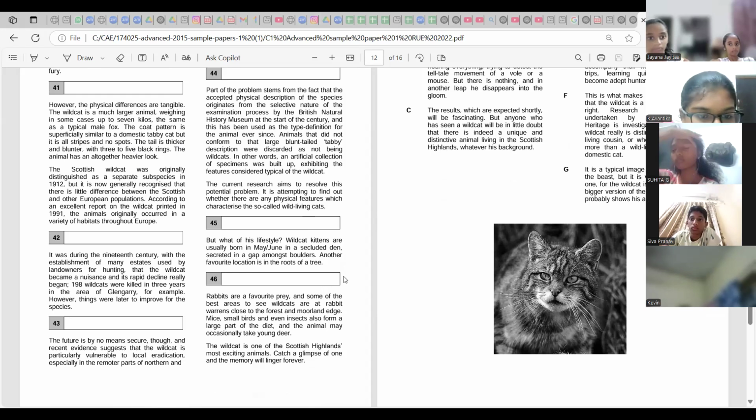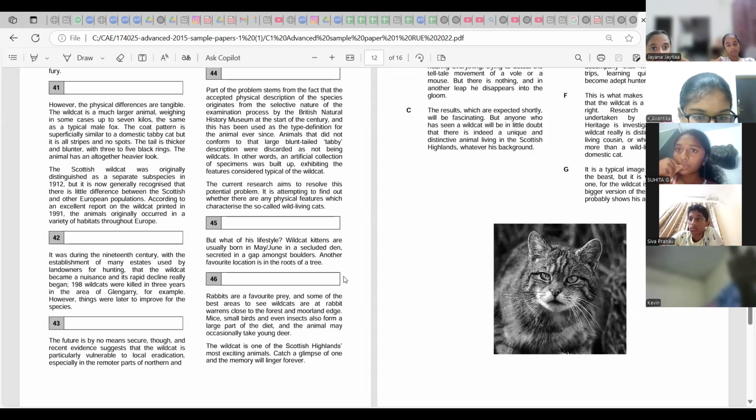But what of his lifestyle? Wildcat kittens are usually born in May or June in a secluded den, secreted in a gap amongst boulders. Another favorite location is in the roots of the tree. Very nice. Wait, hold on. Look at that. In this gap between 45 and 46, crucial information is given. But what of his lifestyle? So they are talking something about the wildcat in 45. Then they are contrasting with 'but what of his lifestyle?' They are talking about something other than lifestyle in the box.